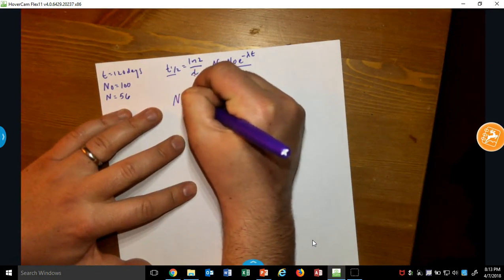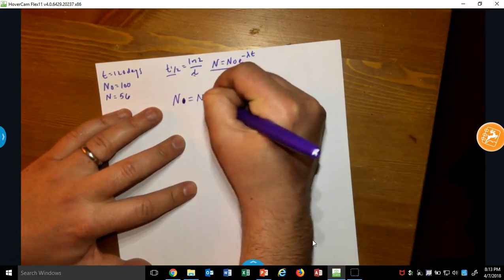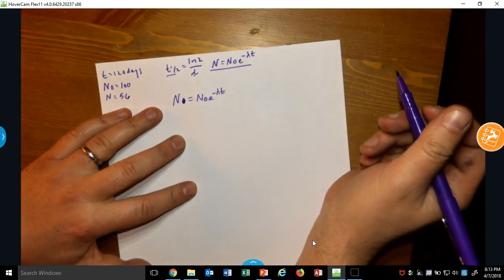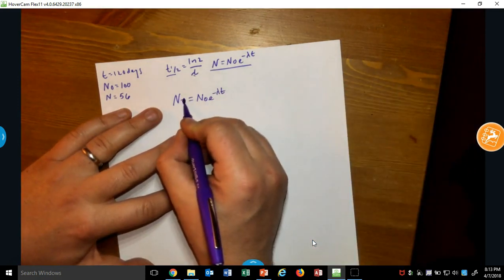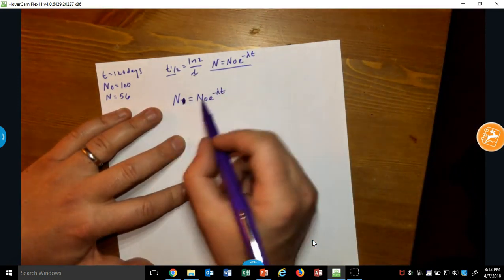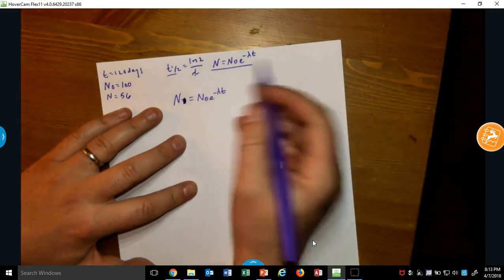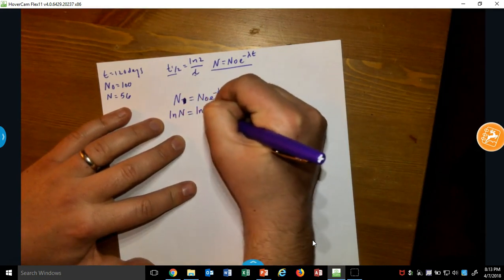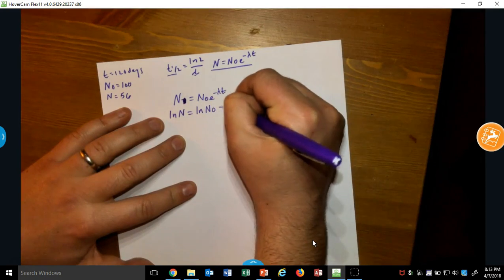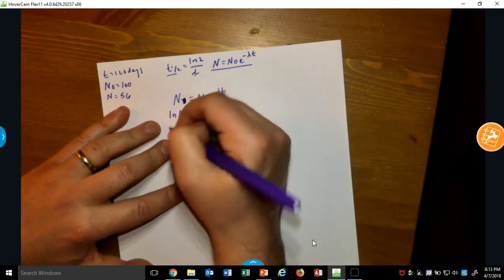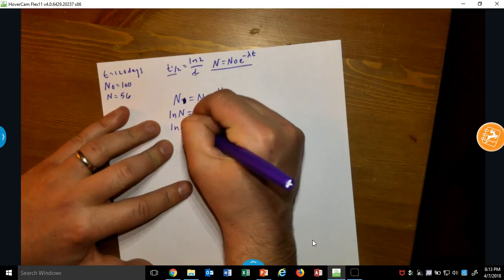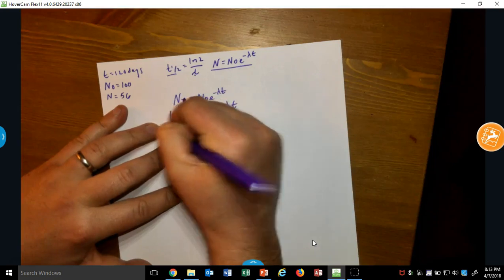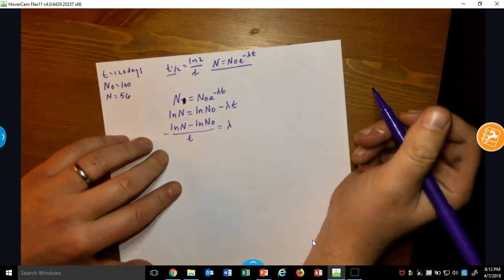In order to perform these calculations, you have to be able to work with natural logarithms. I'm not going to explain it here, so if you don't know what I do here, then just try to remember the overall form of what I do. To isolate lambda, I'm going to take the natural log of both sides of the equation, which will give me the natural log of N equals the natural log of N0 minus lambda t. Now I'm going to isolate lambda, so I'll subtract the natural log of N0 from both sides and divide by the time interval. I'm going to make that negative to get our lambda value.